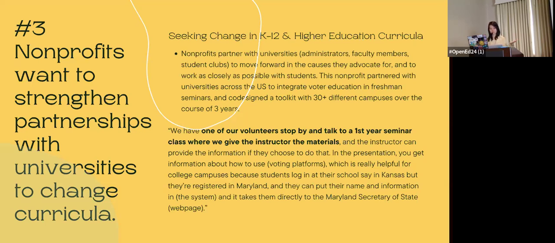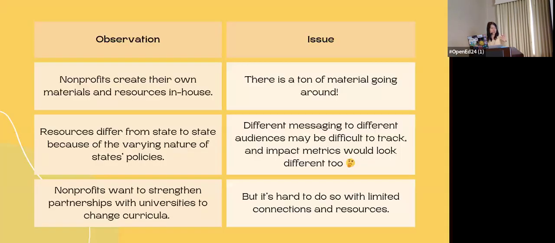So these are a couple of main observations that I gathered from speaking to all these different nonprofits. So here, I tried to map a couple of issues that are emerging. First, there's lots of material. The second, on different messaging, it might be difficult to track with different audiences. The impact metrics could look different. And then on the last one, sometimes it's difficult to get these partnerships and connections started when it's limited. They have limited resources and time overall.